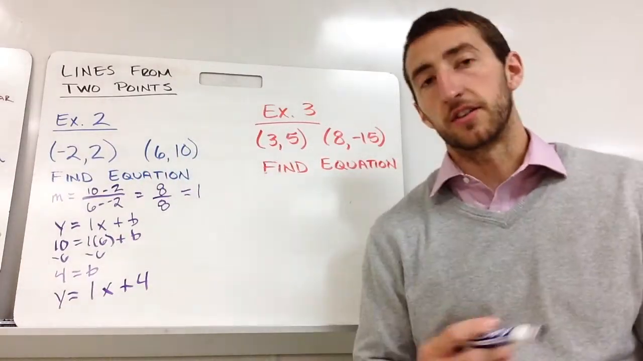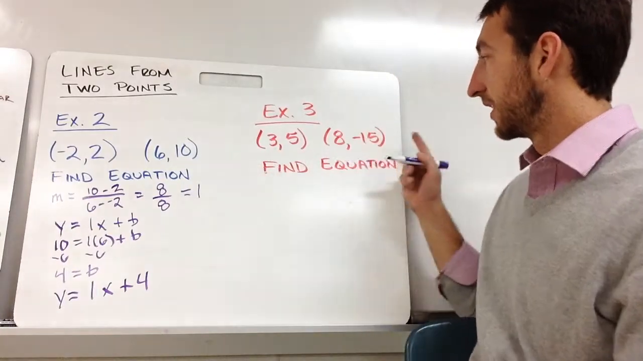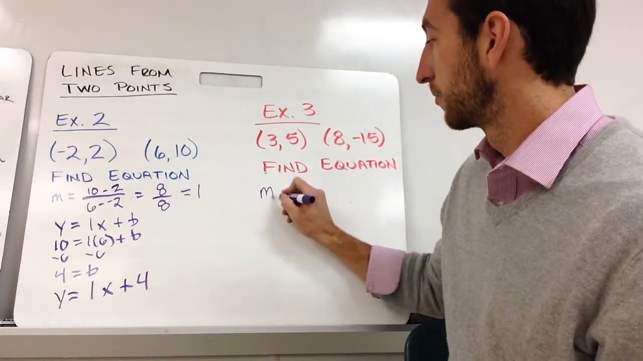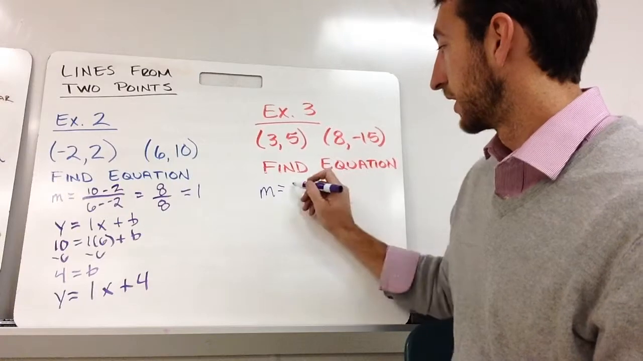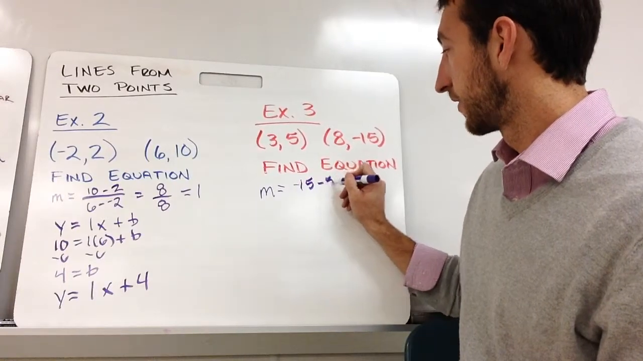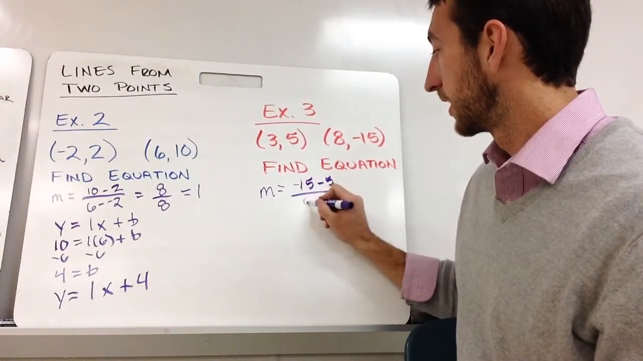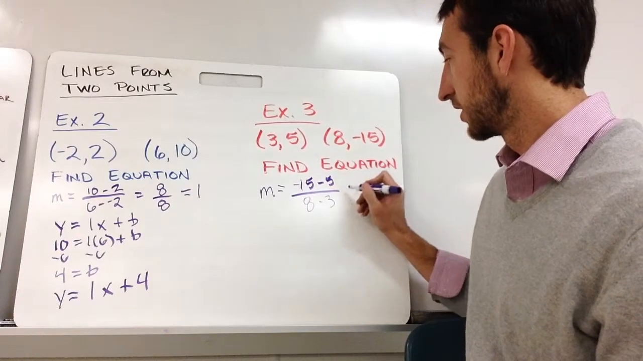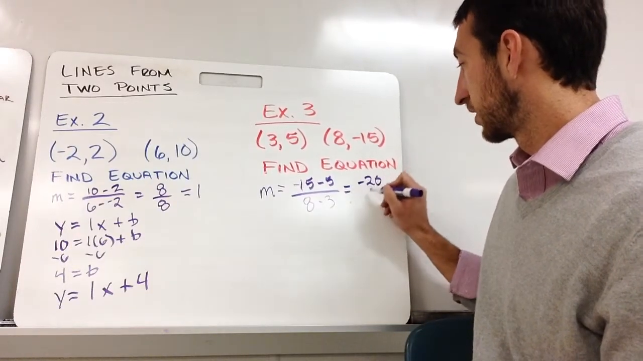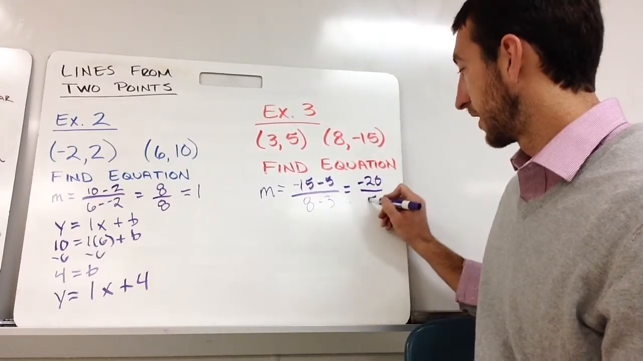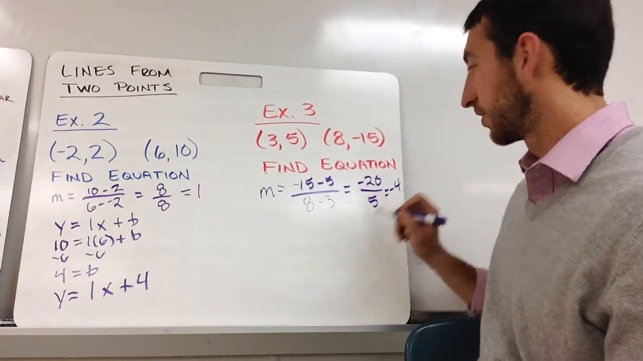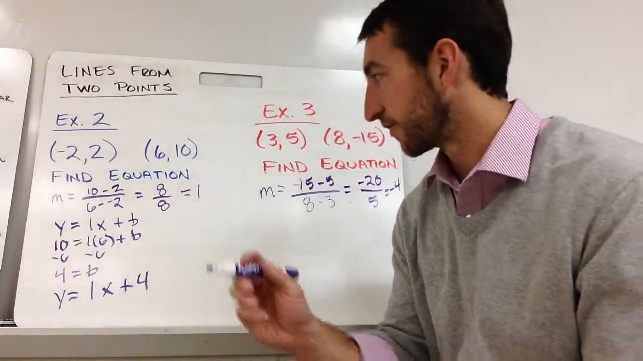Alright, example 3, I've got (3, 5) and (8, -15). I start with my slope. So I have -15 minus 5 over 8 minus 3. That's -20 over 5, which ends up being -4. So I know that my slope is equal to -4.